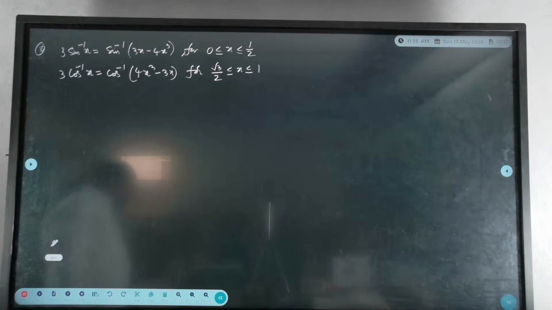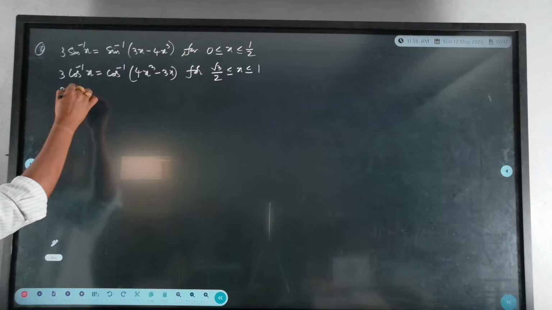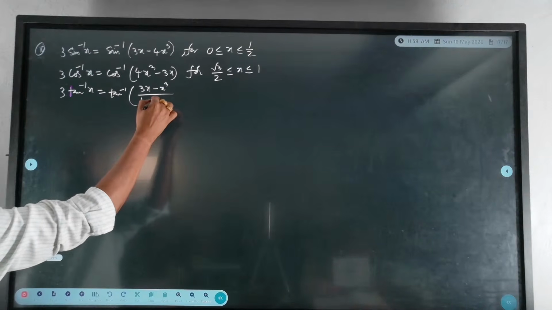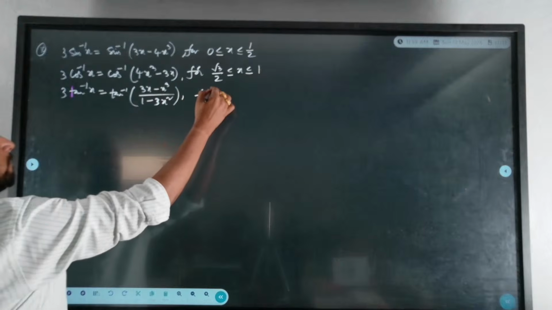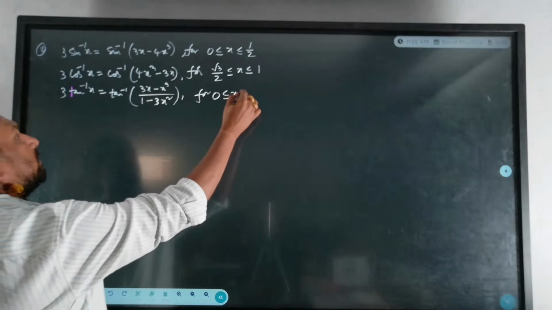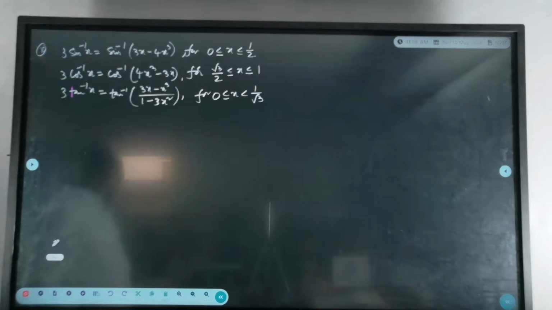Okay. Next, 3 tan inverse x is equal to tan inverse of 3x minus x cube by 1 minus 3x square, for 0 less than or equal to x less than 1/root 3. Okay.